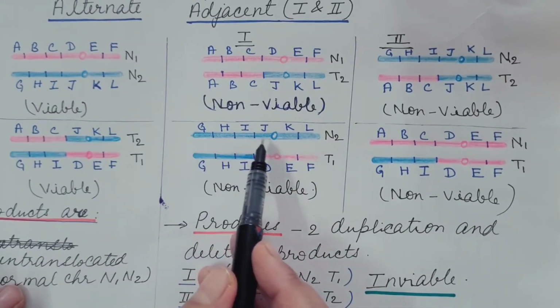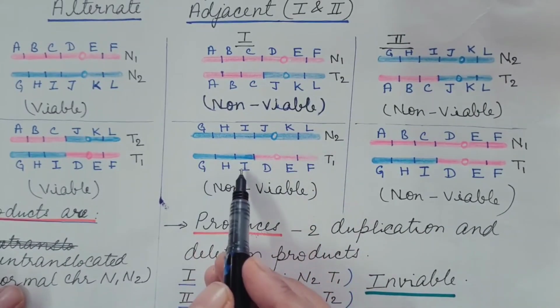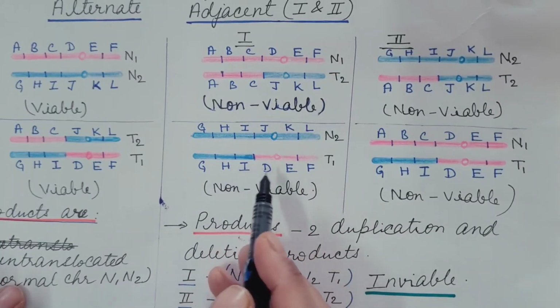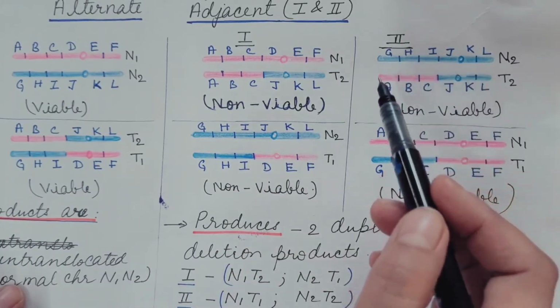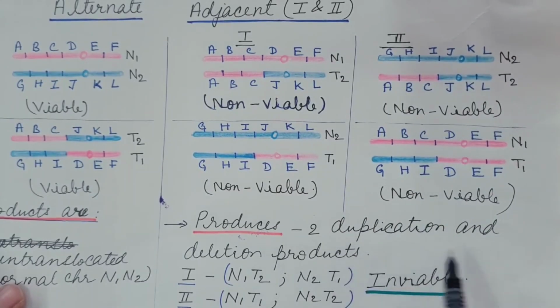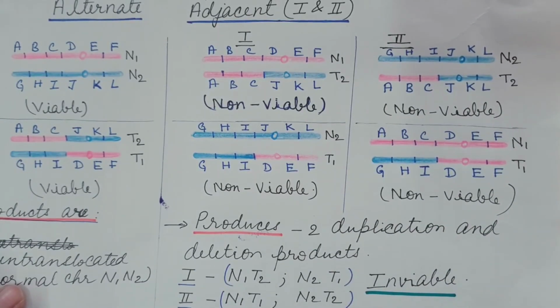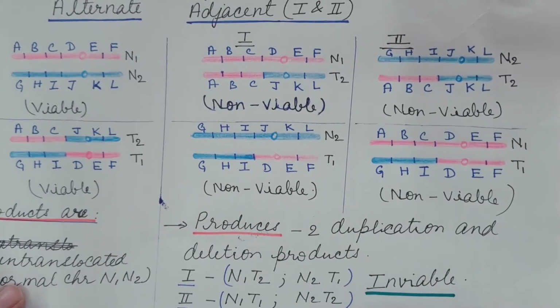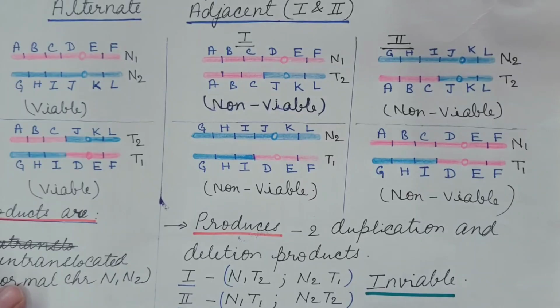Similarly here GHI, JKL is present. GHI is present in duplicated form, DEF is present and ABC is absent. Similar is the case here and here. So here duplication and deletion products are produced, and these are inviable or less viable, or we can say non-functional. So the offspring that we get are less fertile or less viable.